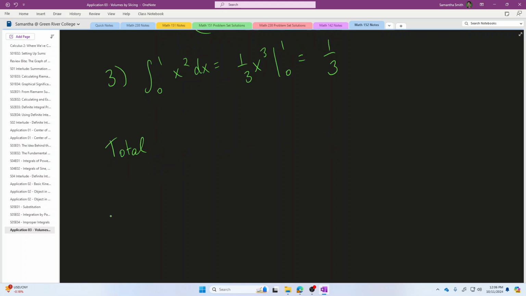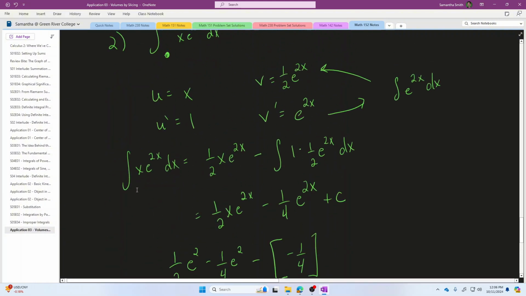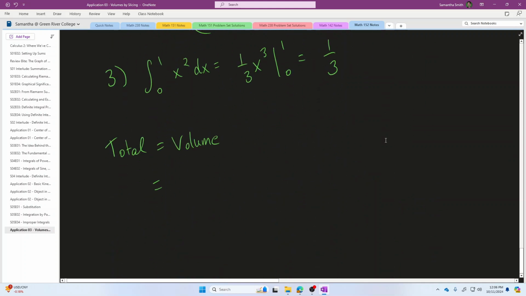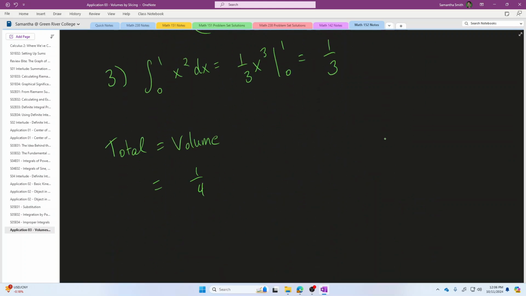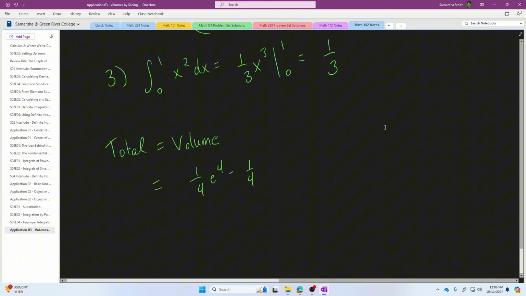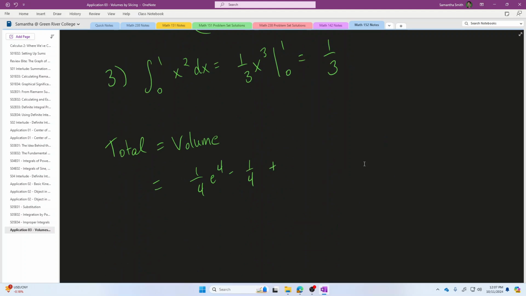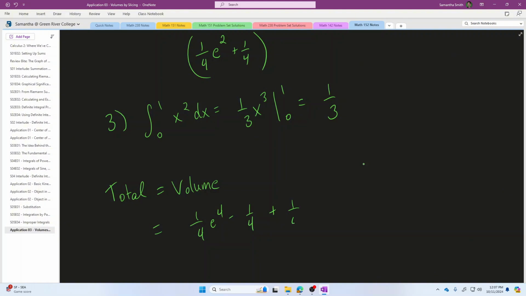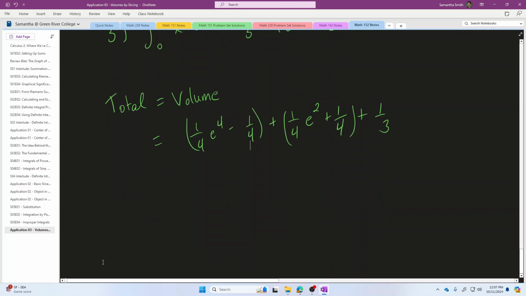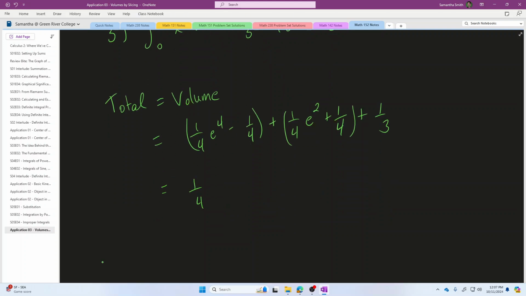And so the total is our volume: the result of the first part of the integral, which is 1/4 e to the 4th minus 1/4, and then this second part of the integral, which is 1/4 e squared plus 1/4, and then this final part of the integral, 1/3. These three quantities together would give me the exact total volume of the object described in this problem. And we can clean this up a little bit if we want to.